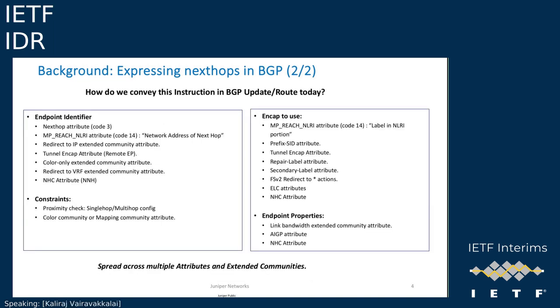And how do we carry this in BGP today? We use multiple attributes and multiple extended communities and a portion of the BGP NLRI. So there are about 6+ attributes and 6+ extended communities that we use to carry all this information. Using all this, we are able to carry one unit of forwarding information on a route. And because it is scattered across the BGP update, scope checking and error detection may not be foolproof.